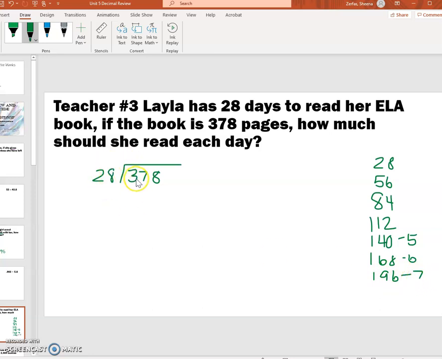Okay, so 28 can go into 3 no times. 28 can go into 37. I look at my list, I can only make one group because to have 2, I would need 56. Subtracting here, I end up with 9. Bring down the 8. And so when I do 28, how many groups of 28 can I make from this 98? I look at my list, the closest number I see is 84. So that represents 3 groups, subtracting 84.